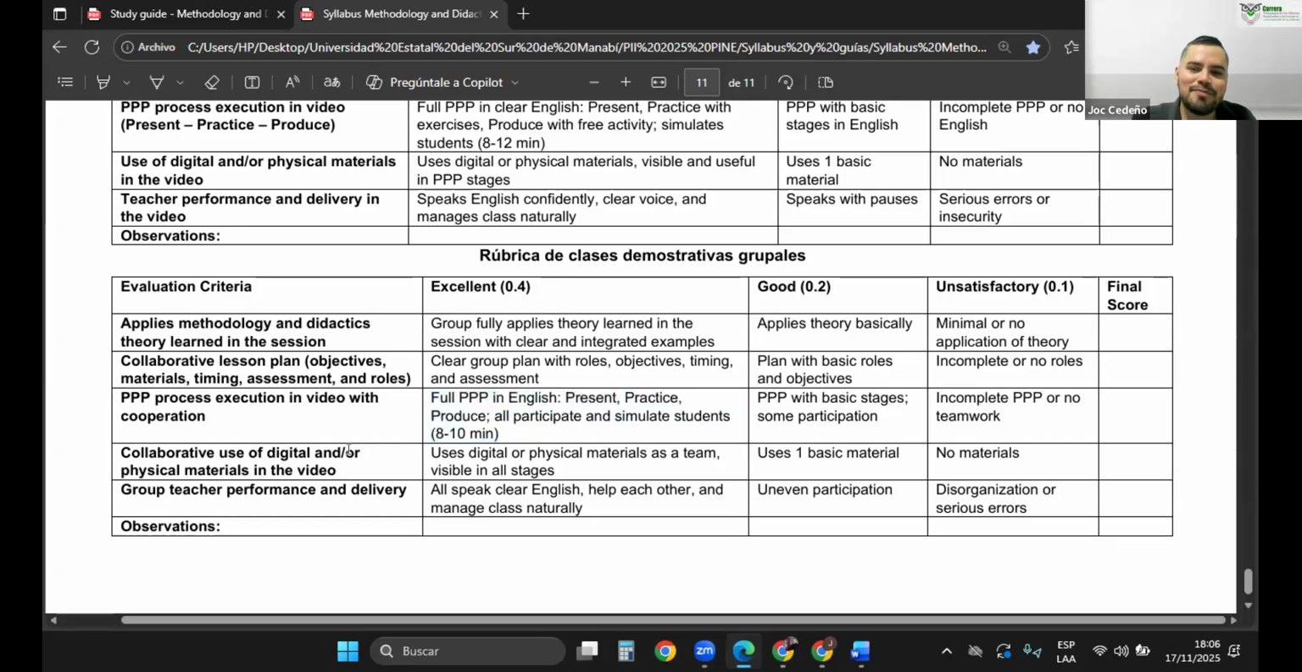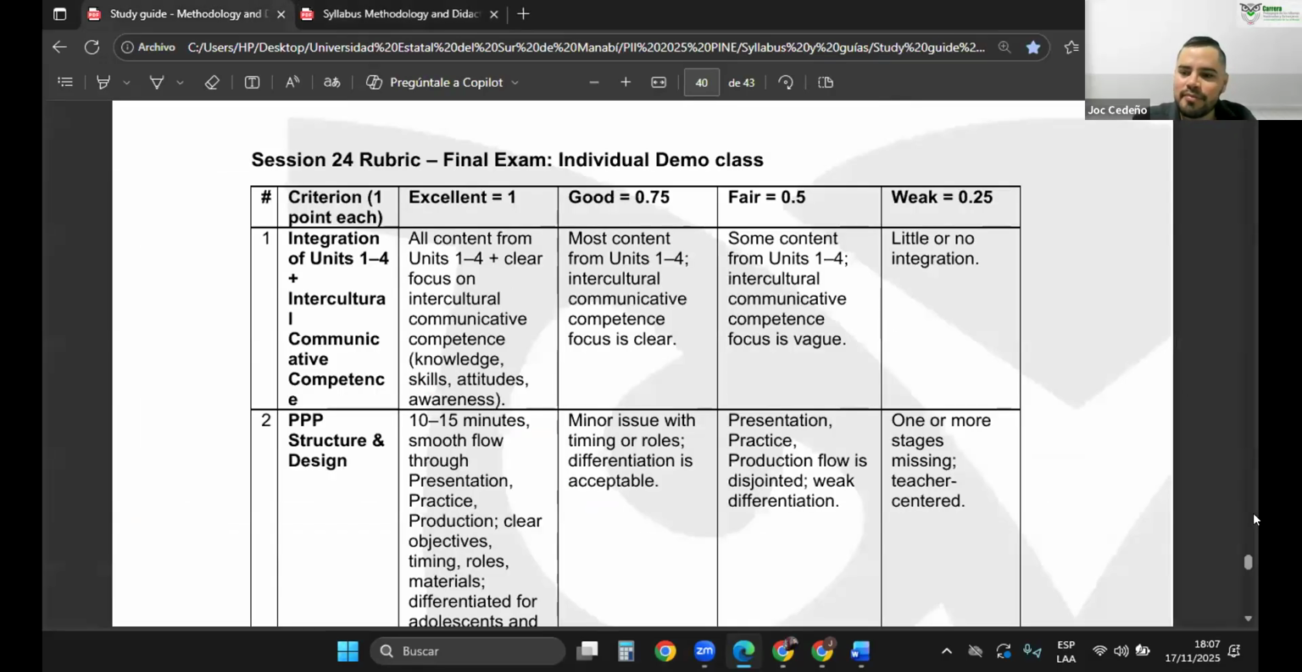Then we have the use of digital or physical materials. For example, you use a slide, or you use a song, or you use a book, or anything. All people speak clear English and help each other. Okay? The class must be carried on naturally. Yes, we have to use the PPP process. Do you have any other questions?